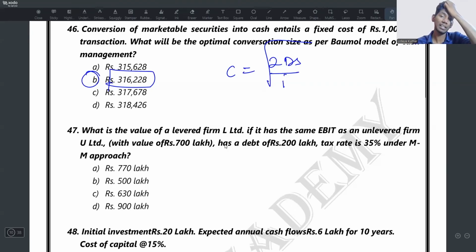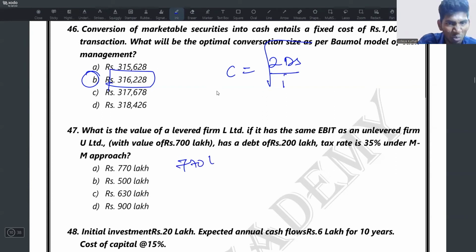The data is already given in the question. Same EBIT for levered as well as unlevered, the value is rupees 700 lakh. So the value of levered firm and unlevered firm are both the same. First you have to calculate the tax shield from debt, which is nothing but 0.35 into 200, you will get 70 lakhs. And the value of levered firm is the unlevered firm plus the tax benefit, which is 700 plus 70, you will get 770 lakh.